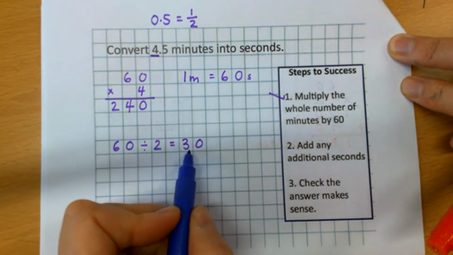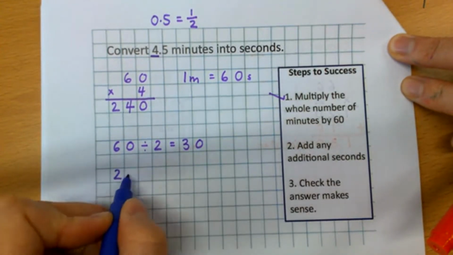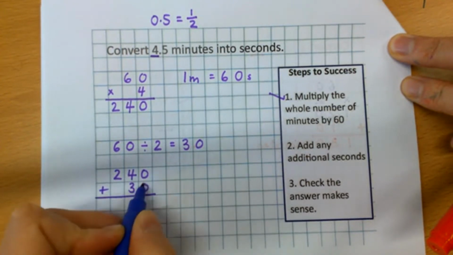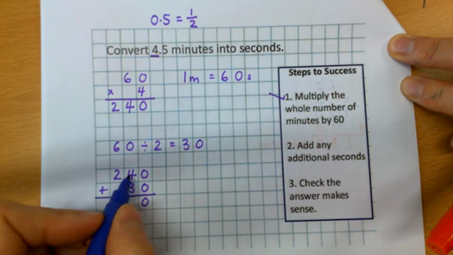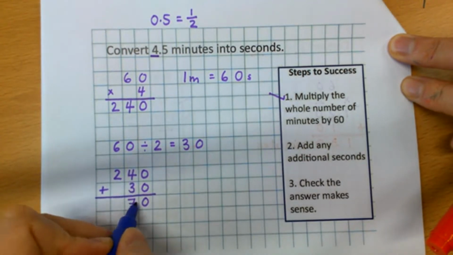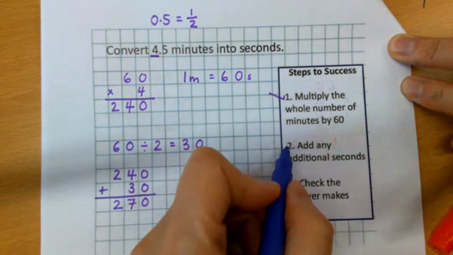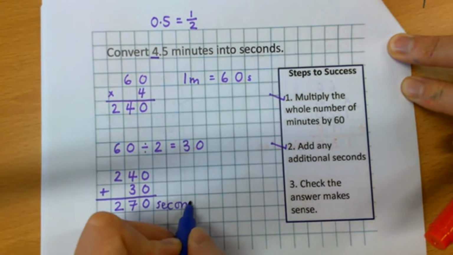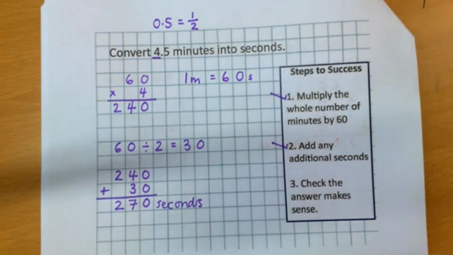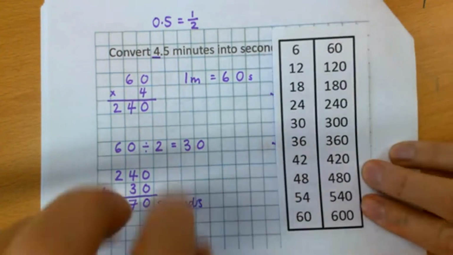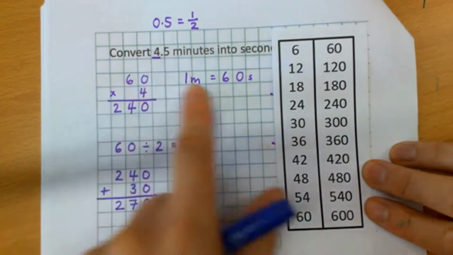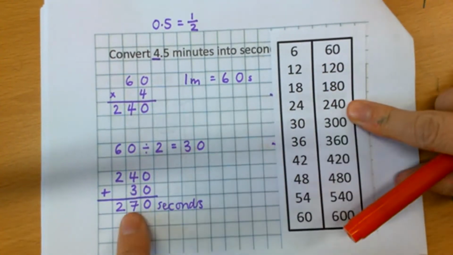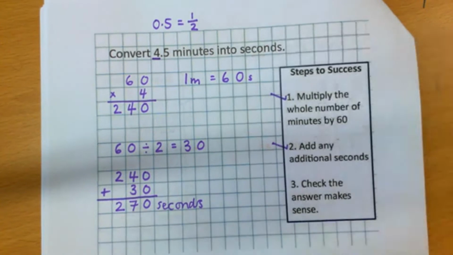So I now need to add my 30 seconds to 240. So 240 plus 30 equals: 0 plus 0 equals 0. 4 plus 3 equals 7. And I'm going to carry the 2. Good, and I need to write the unit of measurement, which is seconds. Great. I'm going to just check that my answer makes sense. I'm going to do a quick check. I know that I've got 4 minutes, so I know that it needs to be greater than 1, 2, 3, 4, 240. So yeah, actually that makes sense. Great.